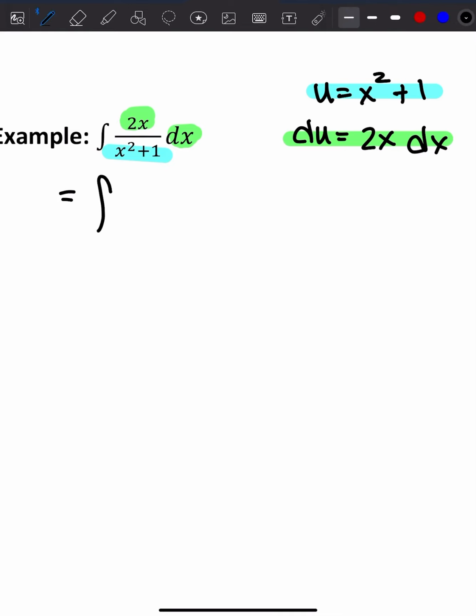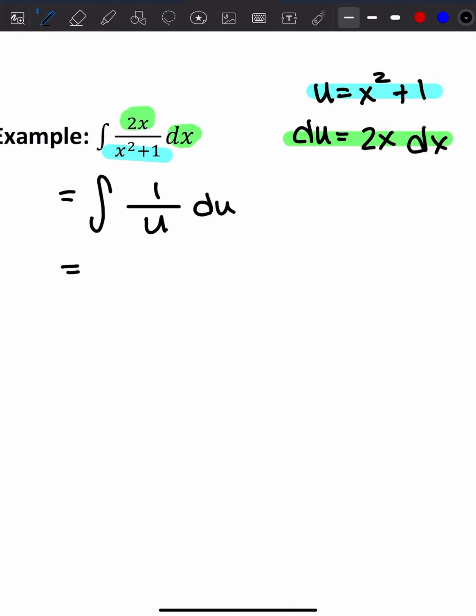So we have the integral of, in the denominator, we have u now. Instead of 2x dx, I'm now going to have du. And then I have nothing in the numerator, so I'm going to put a 1. You could put the du there, but it still looks horrible. So now we're doing the integral of 1 over u.